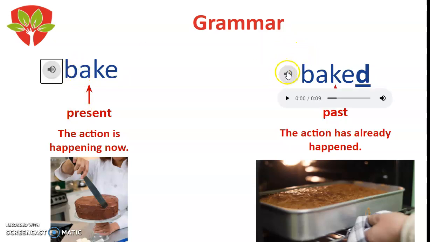So now listen to the other one. This is in the past. Baked, baked. You listen. In here we have the ed at the end. So we're going to pronounce the word like baked. Listen, baked. Right? So this is in the past. So that means that the action has already happened.